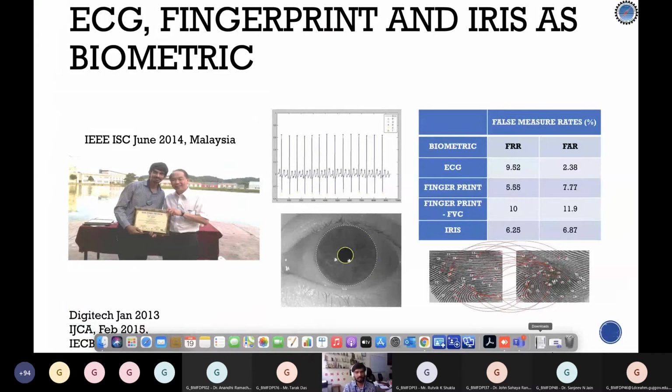So this is another project in biometrics. Somebody was talking about image processing applications of biometrics. Can we use ECG as a biometric? We found that yes, we can use it, but when we combined it with a couple of others, it became much better. If we use fingerprint as well as iris and ECG, then it's better. ECG is electrocardiography, where you take the signals from the heart and then try to do some analysis.